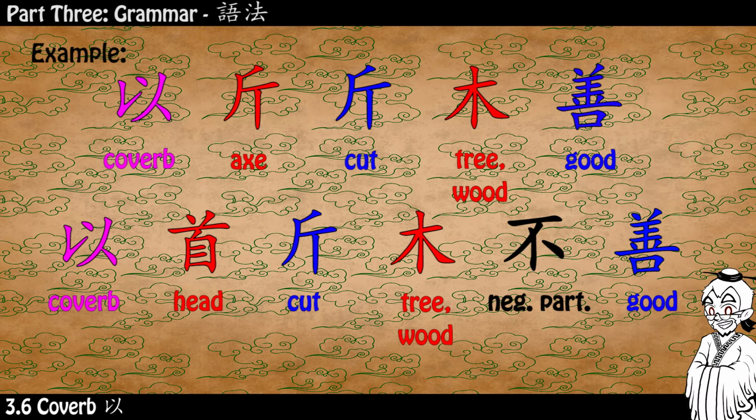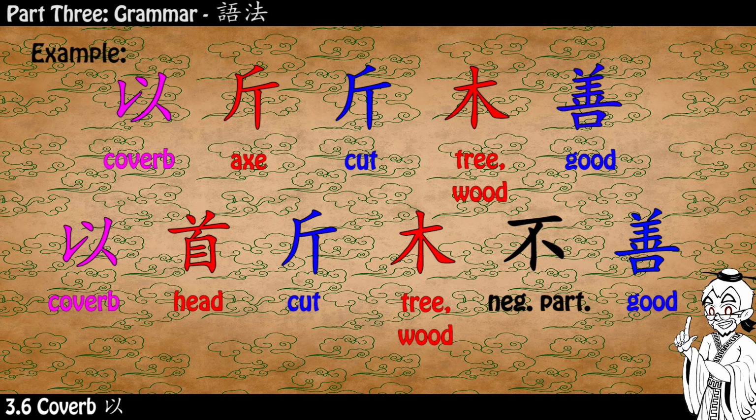以斧伐木善, 以首伐木不善. Literally, use axe cut wood, good. Use head cut wood, not good. Keep in mind that while you can read yi here as the verb to use, that is, to use an axe to cut wood, good, to use head to cut wood is not good.